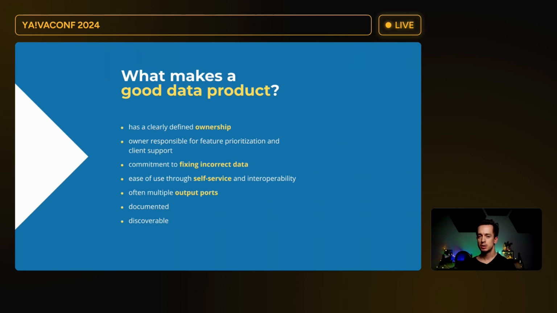And a bit wider definition of what a good data product is, so the fully-fledged solution, is that it will have a clearly defined ownership, and the owner will be responsible for feature prioritization and client support. All of this is oriented around customer value. There is this commitment to fix faulty data. And the ease of use is facilitated through self-service and interoperability.